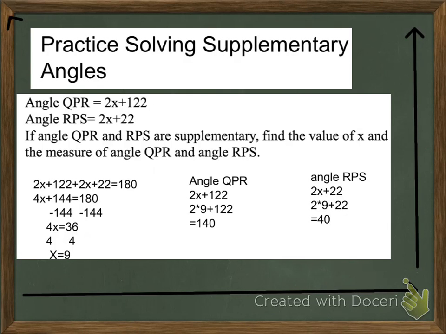If you are not sure, you can check your answer. 140 plus 40 equals 180 degrees. Since it is 180 degrees, those are supplementary angles.